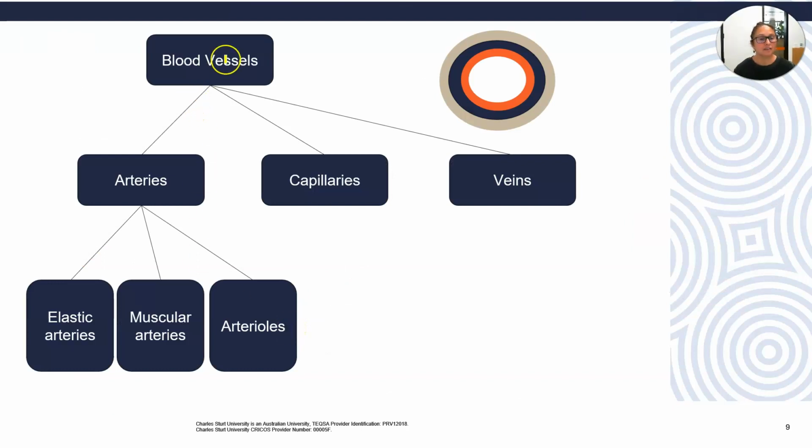Okay. So don't forget that all blood vessels, except for one, have 3 layers. And now what we're going to do is look at each blood vessel in turn. We're going to look at arteries first, then veins, and capillaries. I think that's the order that we're going in. All right, let's have a look at arteries, hey?